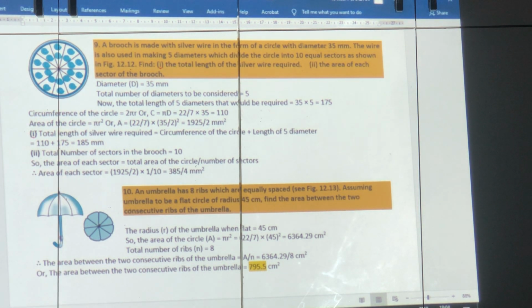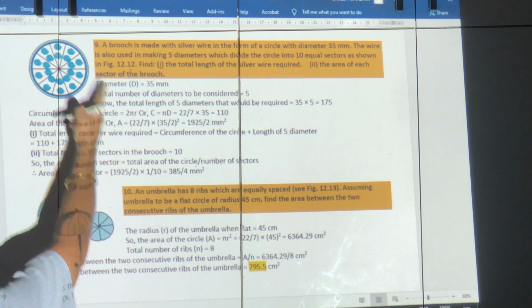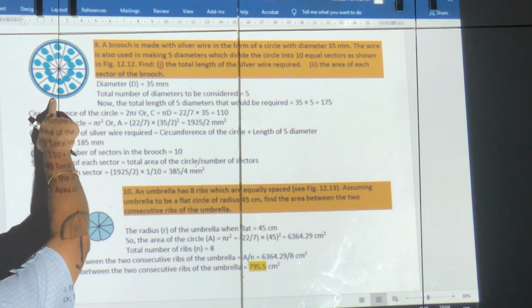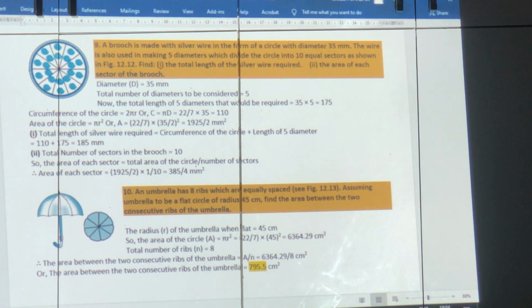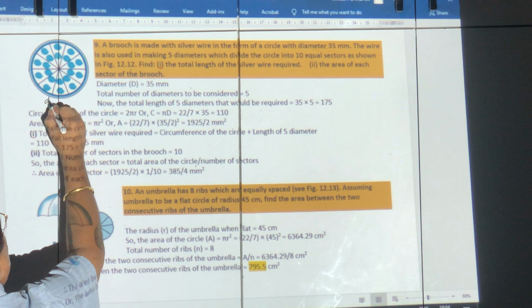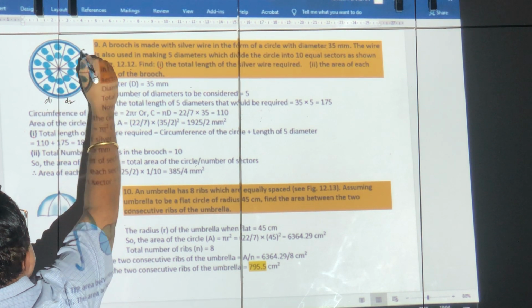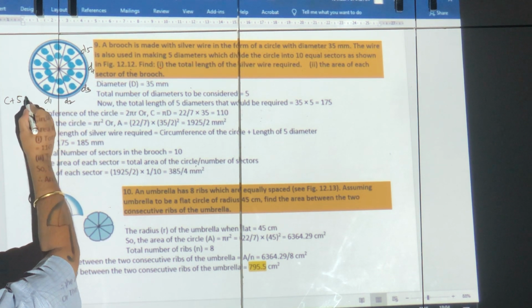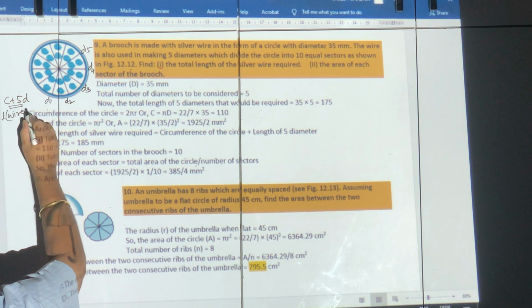Find the total wire which is required and the area of each sector. So first I need the total length of the wire, not the circumference, my friends, including these diameters. 5 diameters are there. Okay? And don't forget: diameter 1, diameter 2, diameter 3, diameter 4, diameter 5. The wire is complete. Circumference plus 5 diameters is the wire required, the length of the wire.